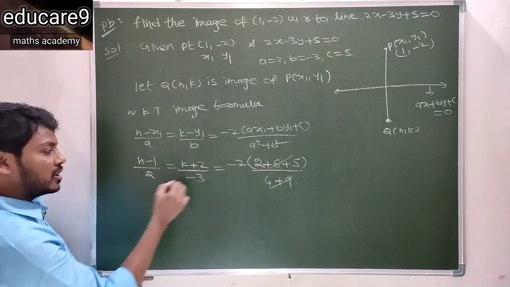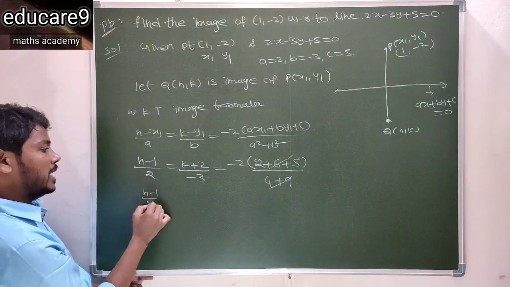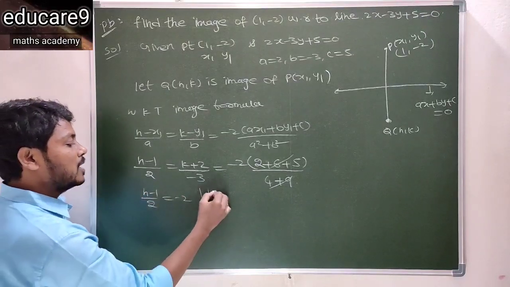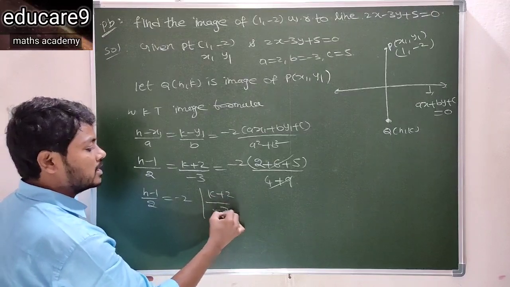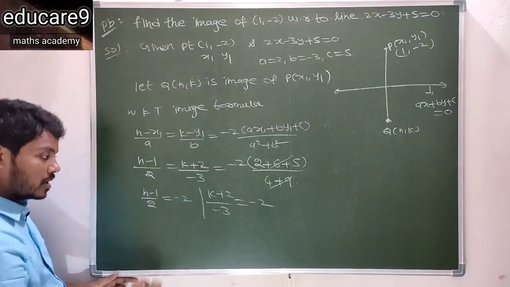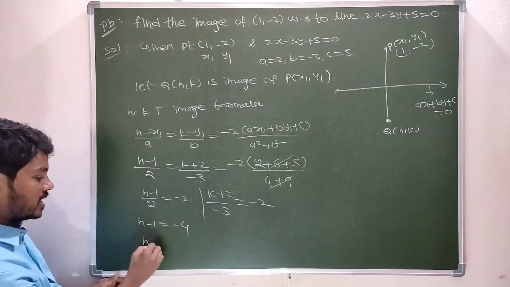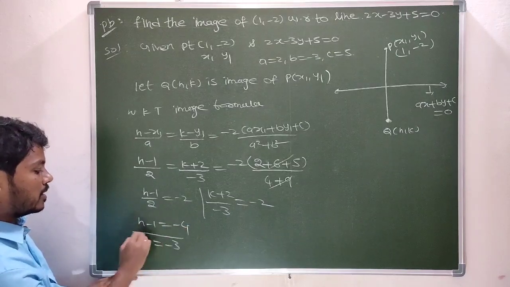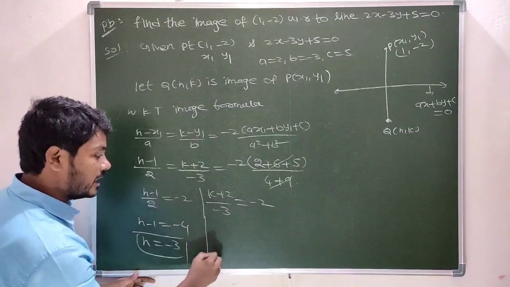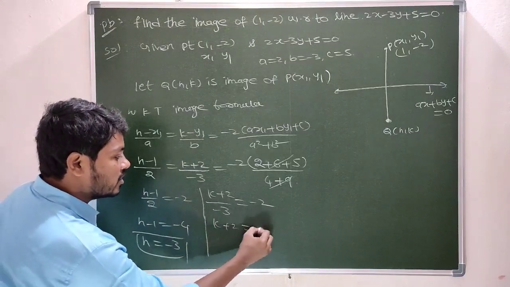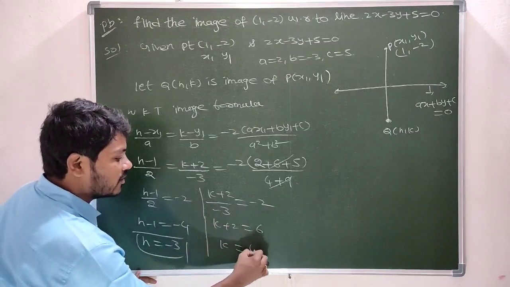Now equating first and last, (h minus 1)/2 equals minus 2, (k plus 2)/(minus 3) equals minus 2. So clearly, h minus 1 equals minus 4. So what is the h value? Minus 3. And here k plus 2 equals 6. So k is equal to what?